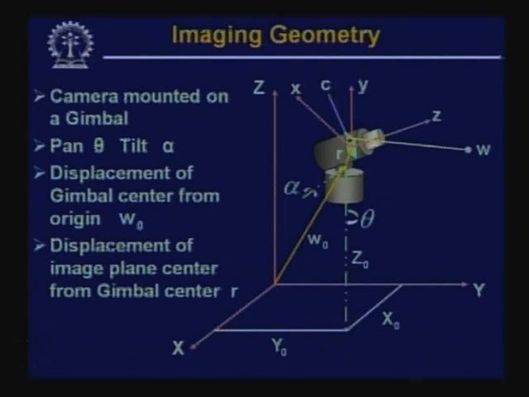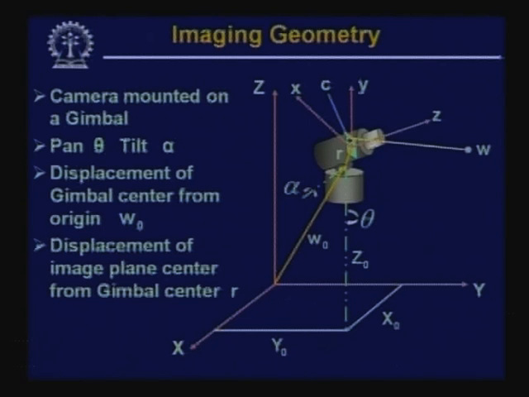It can also be given a tilt by an angle alpha. So, you remember that pan is the rotation around the z axis and tilt is the rotation around the x axis. We also assume that the gimbal center is displaced from the 3D world coordinate origin (0, 0, 0) by a vector w naught, which is equal to (x naught, y naught, z naught). And finally, we also assume that the camera center, or the center of the imaging plane, is displaced from the gimbal center by a vector r, which will have components say r1, r2 and r3 in the x, y and z direction of the 3D world coordinate system.